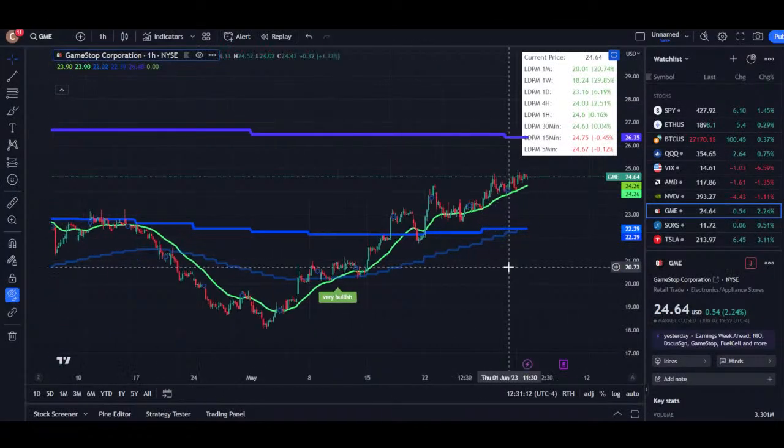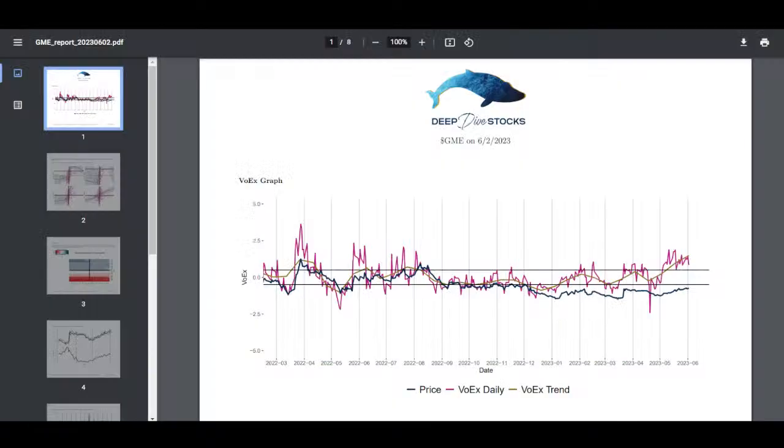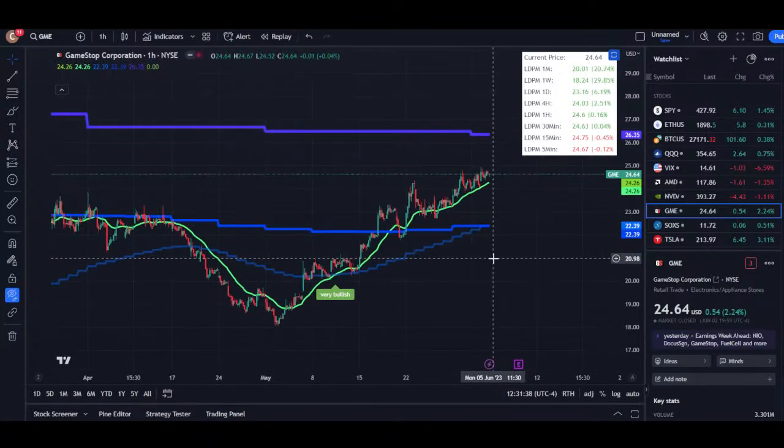All right, so I got GME here. First thing I want to talk about is the triggers. Then I'm going to go over to LDPM. For those that are unfamiliar about that, just stay tuned. I'm going to do a good explanation for you guys. And then we're going to go into the GME report, and we're going to see all the information that we could gather coming into earnings and how it can help us with our investment decisions. So let's start off with the triggers.